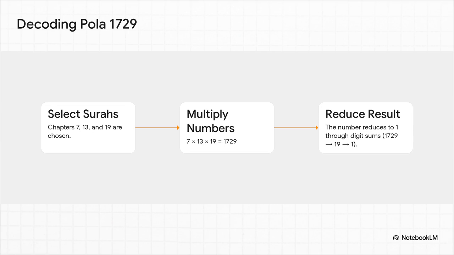Now for this pattern, the theory uses a different reduction rule. It's a simple digit sum. So you just add them up. 1 plus 7 plus 2 plus 9, that's 19. Then 1 plus 9 is 10. And finally, 1 plus 0 gives you 1. So for the people who believe in this theory, this is a big deal. The idea that a completely different set of chapters, using a different but still consistent rule, points to another one of these key numbers, in this case, the number 1, well, they say that's evidence of a deliberate design.